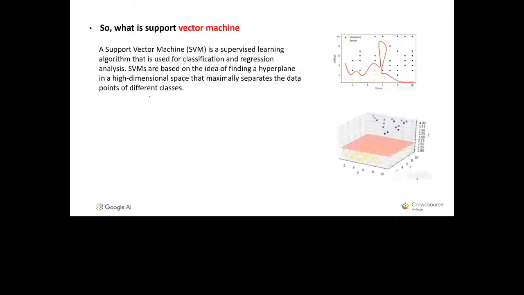Let us understand now what exactly a support vector machine is. Support vector machine is a supervised learning algorithm that is used for classification and regression analysis. SVMs are based on the idea of finding a hyperplane in a high dimensional space that maximally separates the data points of different classes.